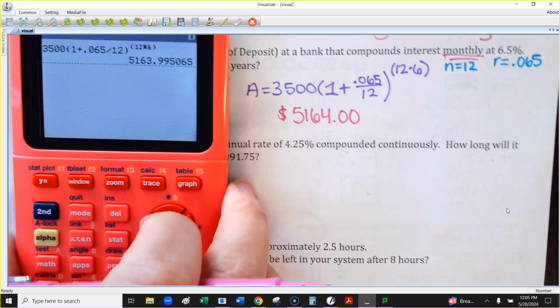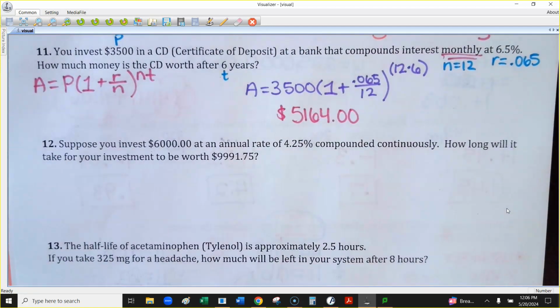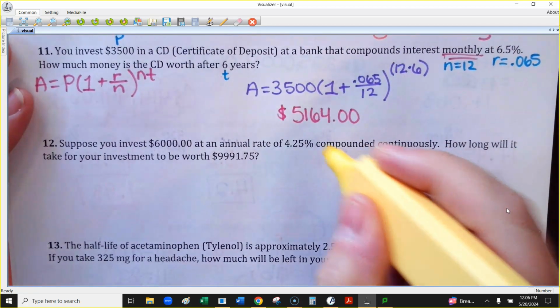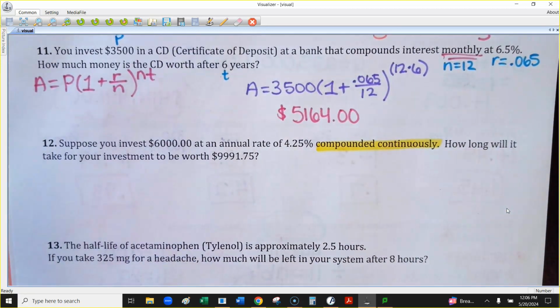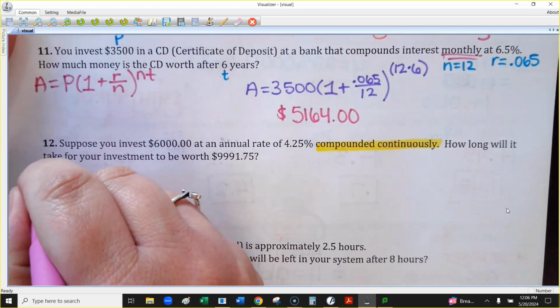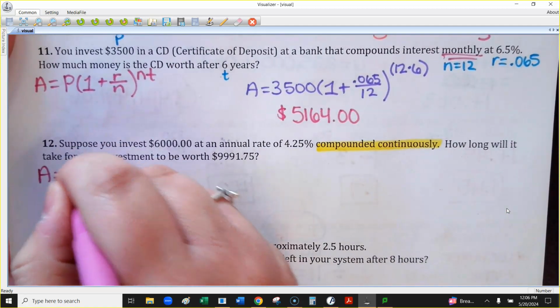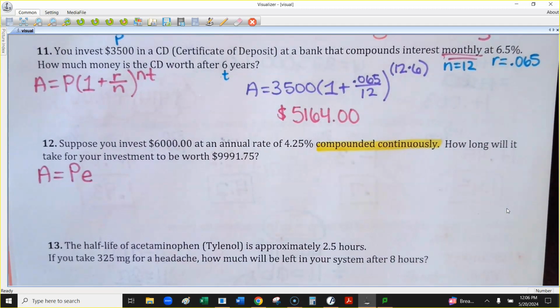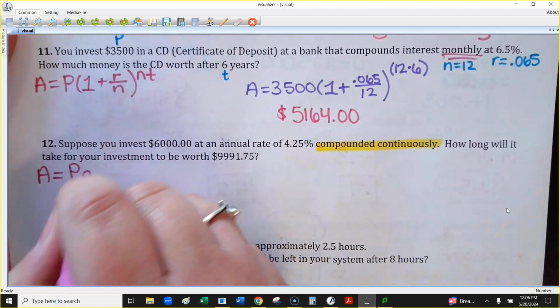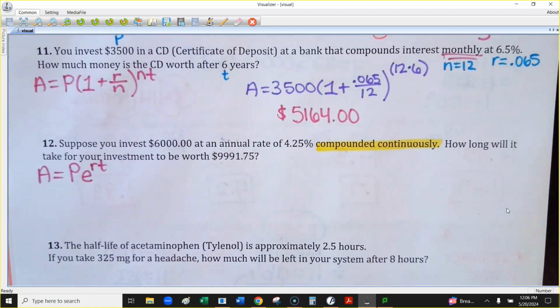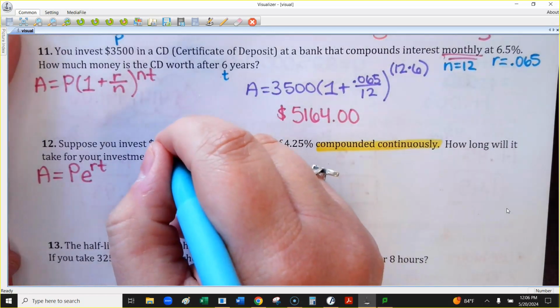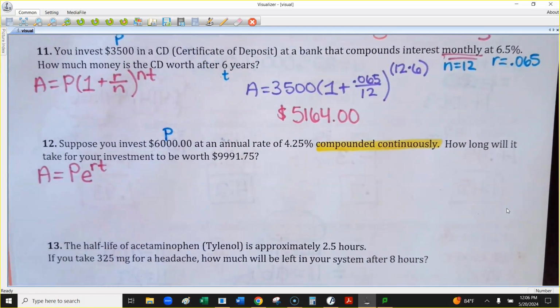The next one is very similar, but the formula is different. If it says compounded continuously, and that's going to involve the E. So this is the PERT formula. Amount in the account is your principal. E, not a variable, it's that 2.718 number. It's got its own special button on the calculator. And then the exponent here is the rate multiplied by the time. That's the general formula. For this question, it says you invest $6,000.